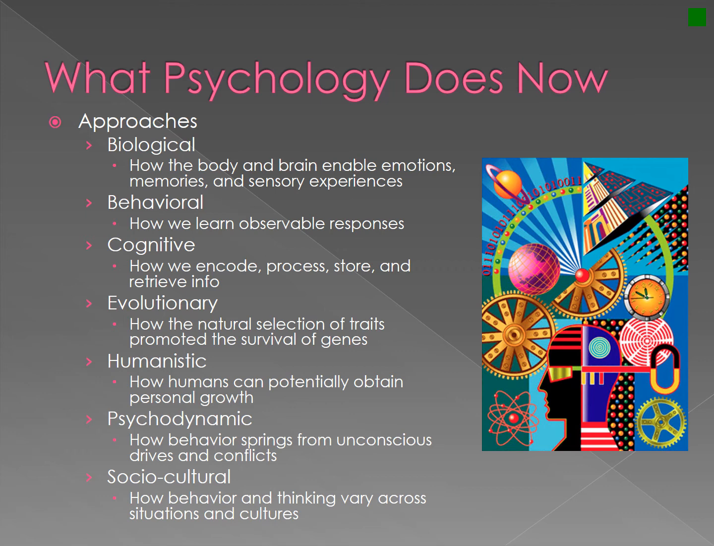And lastly, we have the sociocultural approach. This is how behavior and thinking varies across situations and cultures. So this is how one culture will approach a problem versus another culture. And it could be big cultures, like ethnicities, or smaller cultures like one neighborhood versus another neighborhood. All right, because each neighborhood is going to look at a problem differently based off their cultural experiences.